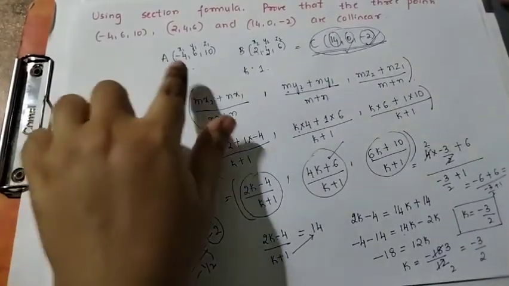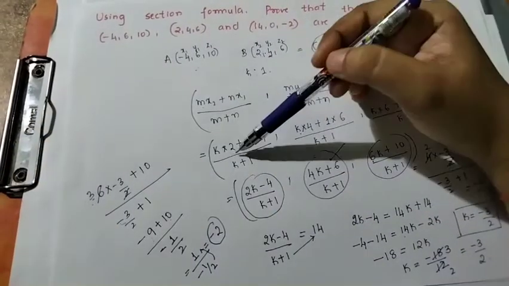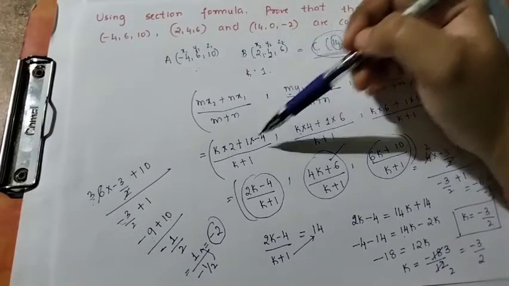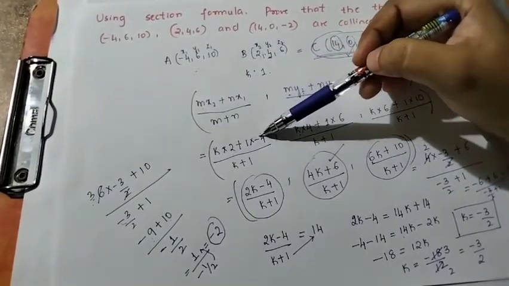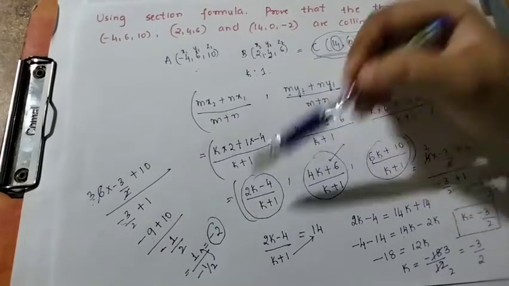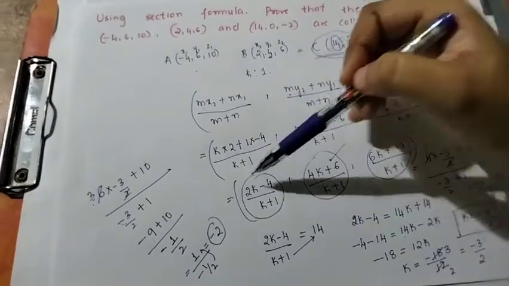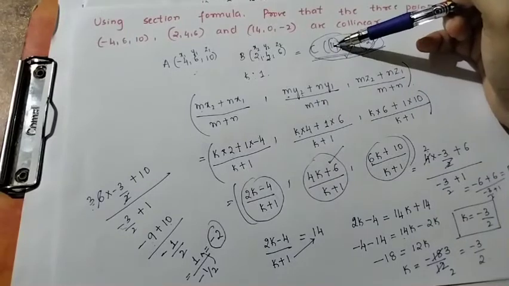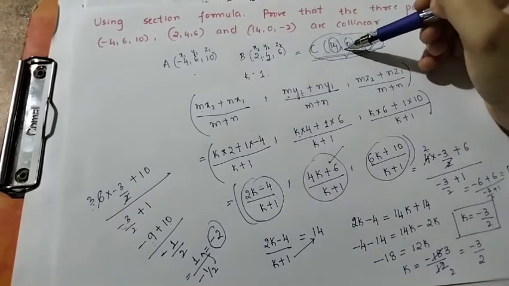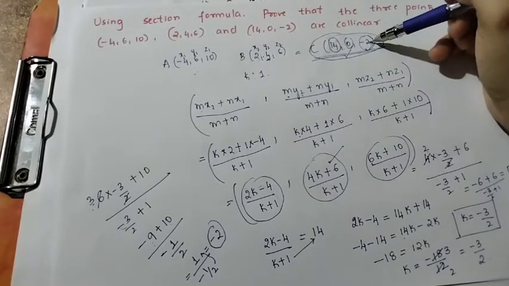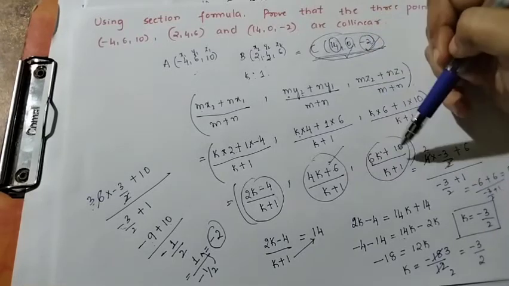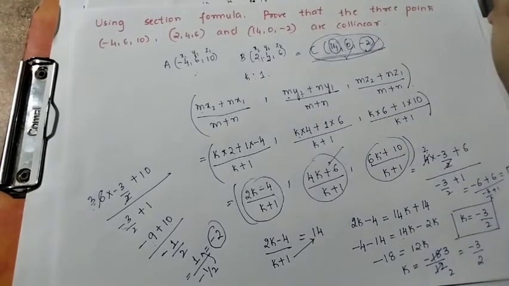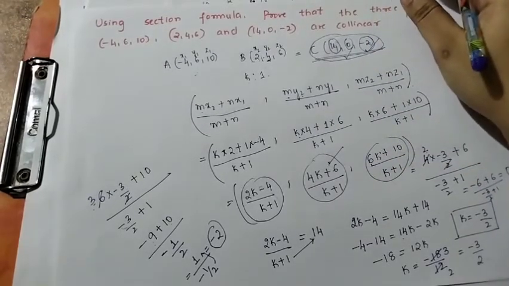So what do you have to do? First take 2 points. Then you have to take the ratio as k is to 1. Substitute them. Okay. After getting the equations, substitute for the first one. Substitute the first one and you will get the value of k. Then check whether it is satisfying for the other 2 points also. Put the k value in the other 2 points and check whether it is satisfying or not. Clear? So this completes 3-dimensional geometry.